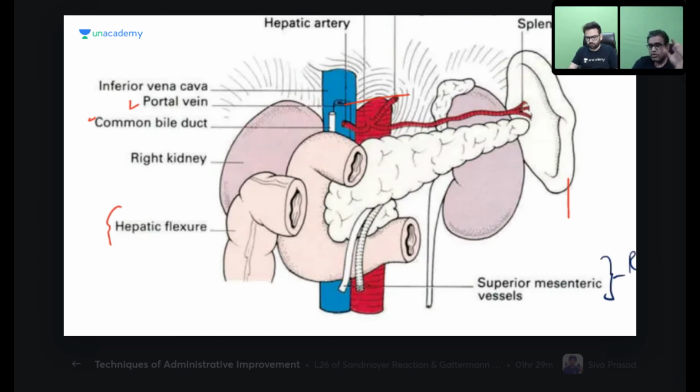So transpyloric plane, and which neural structure is over here, transpyloric plane? Which important neural structure is related to transpyloric plane? Who will tell? Related to your nervous system. Not vagus.